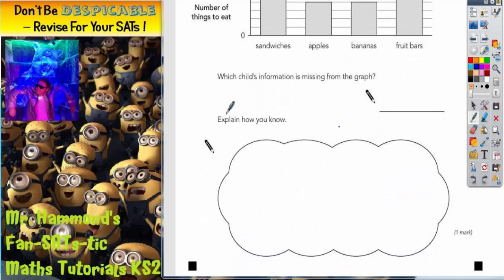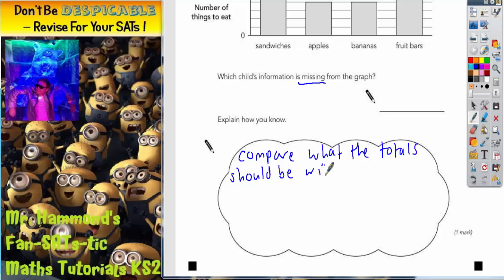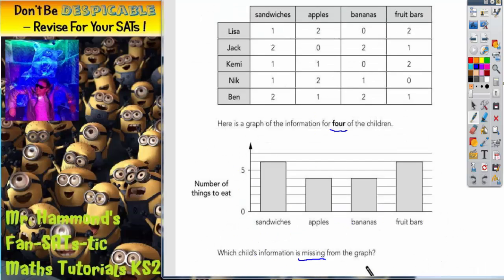It then says which child's information is missing from the graph. Explain how you know. Well, what we're going to do is compare what the totals should be with what they are on the bars. And then this will allow us to work out who's missing. So let's go back and do that.